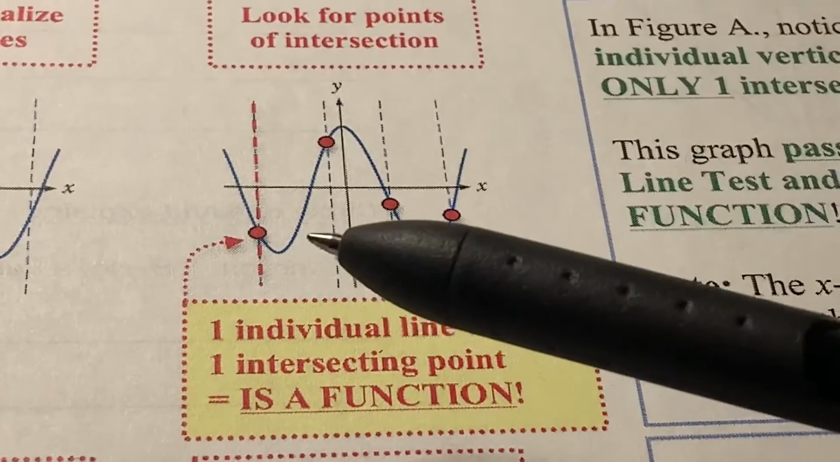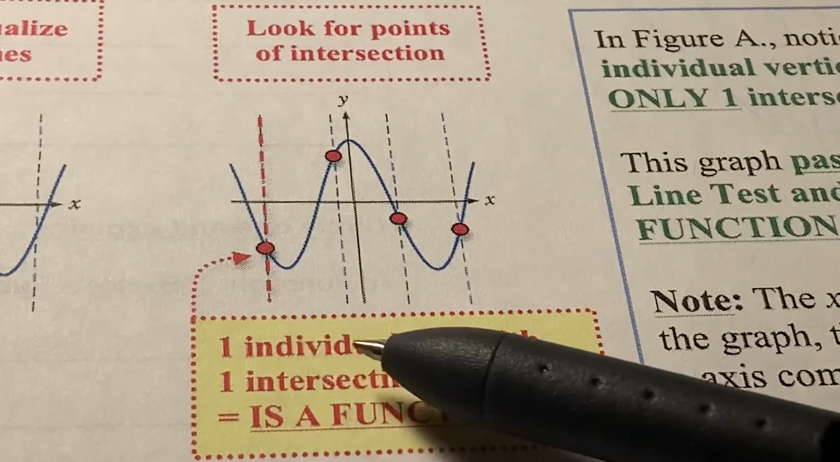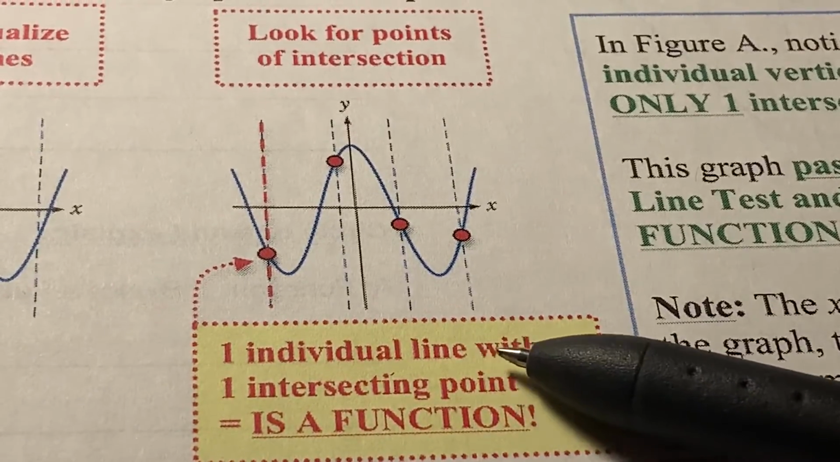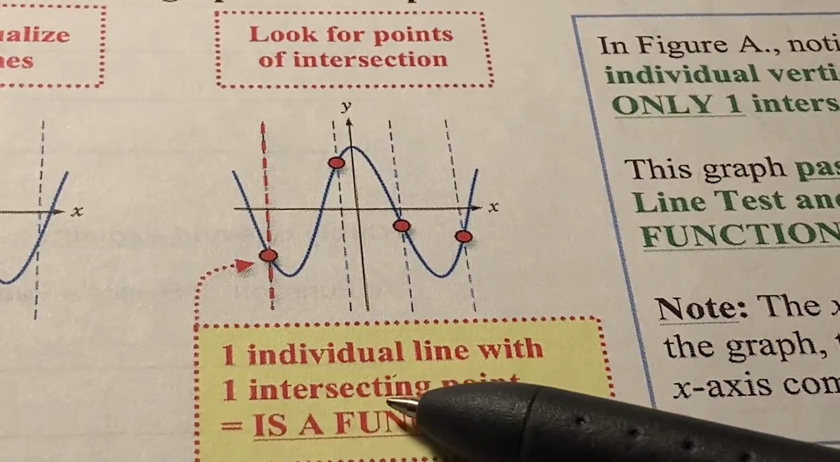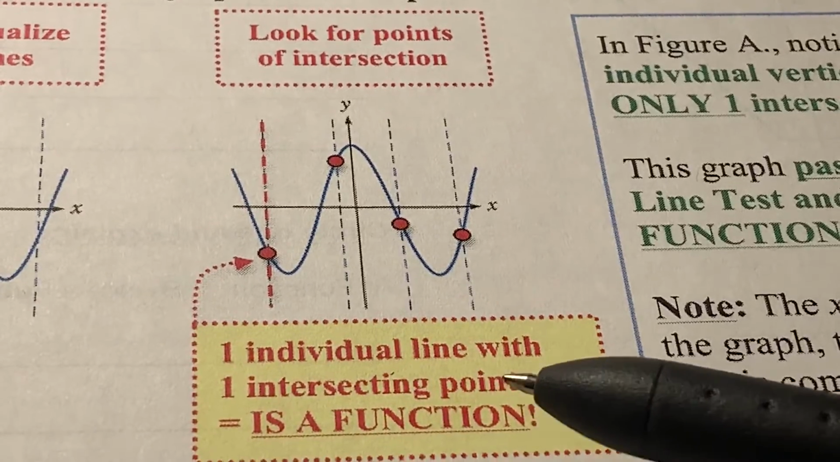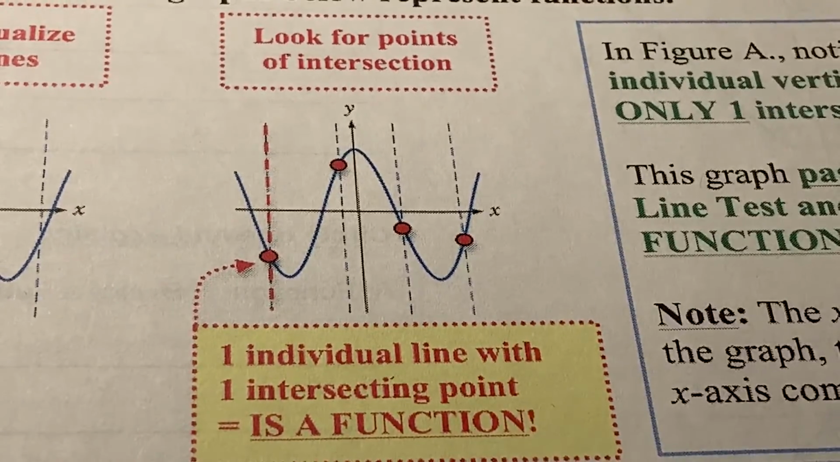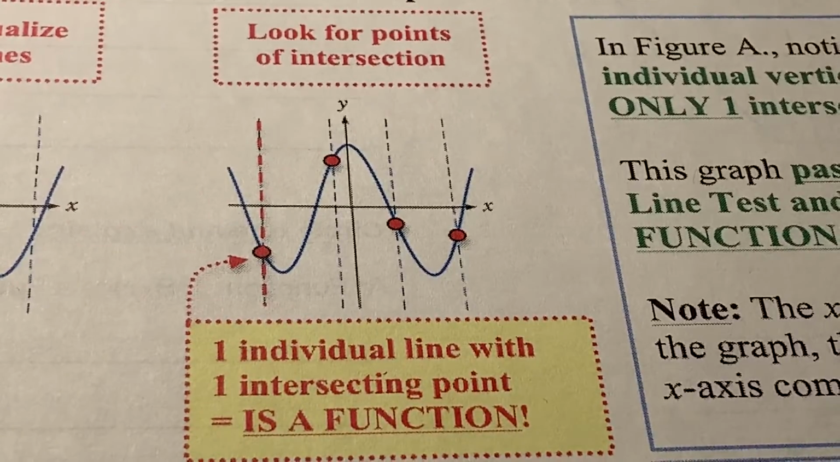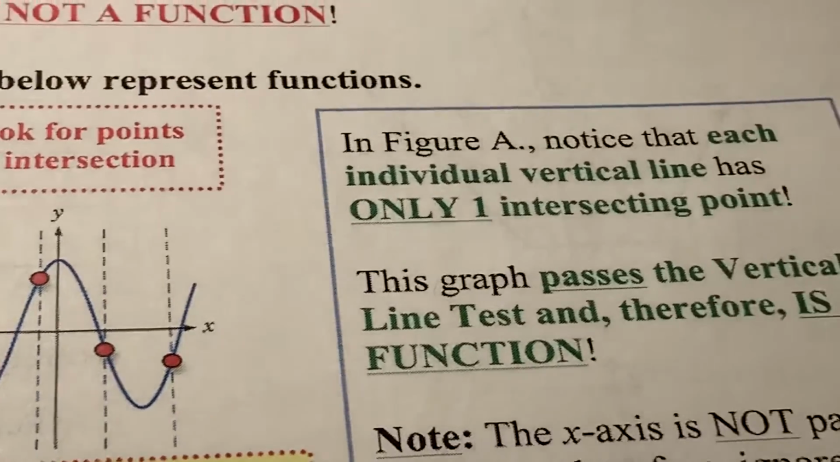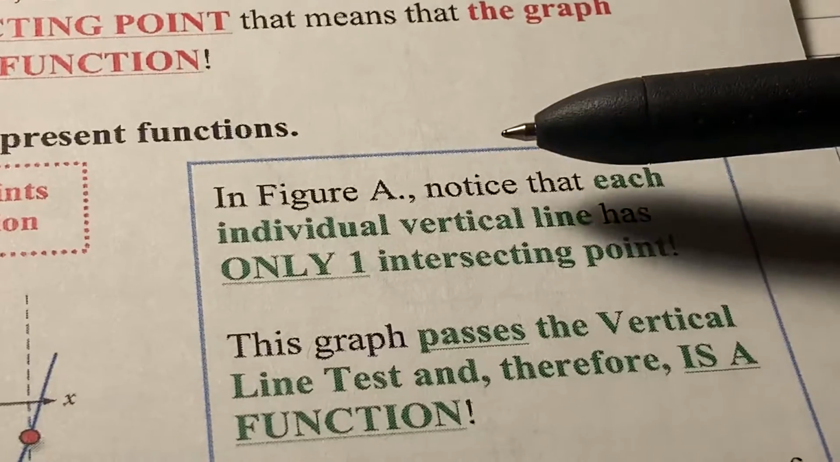If you see one individual line with one intersecting point, guess what? It is a function. Okay, it is a function. Let's look at a more detailed explanation here.